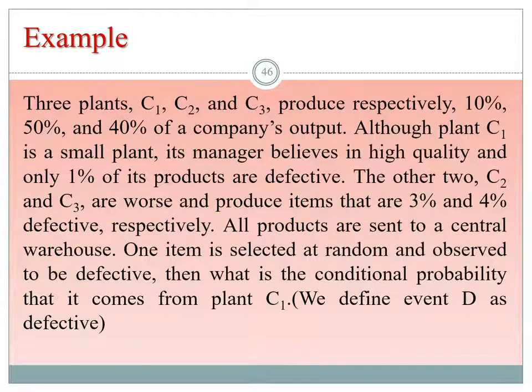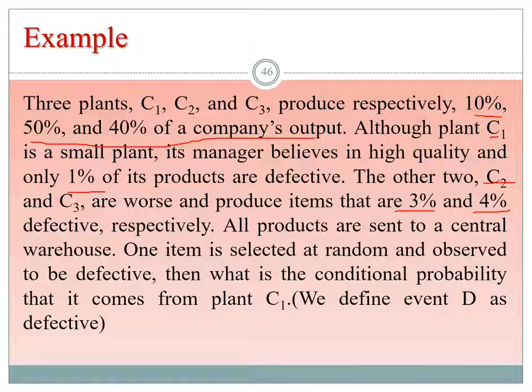Alright, so this is another example. Three plants C1, C2 and C3 produce respectively 10%, 50% and 40% of the company's output. Although plant C1 is a small plant, it is of high quality. That means only 1% of its products are defective. So the conditional probability of defective given C1 should be equal to 0.01. Similarly C2 is 3% and C3 is 4%. These are conditional probabilities.